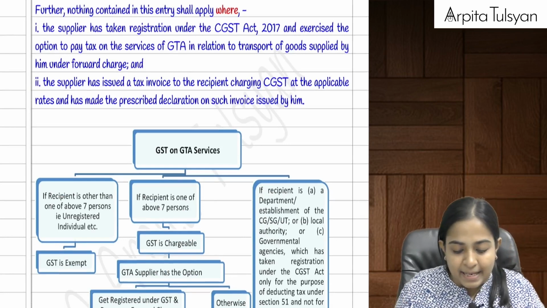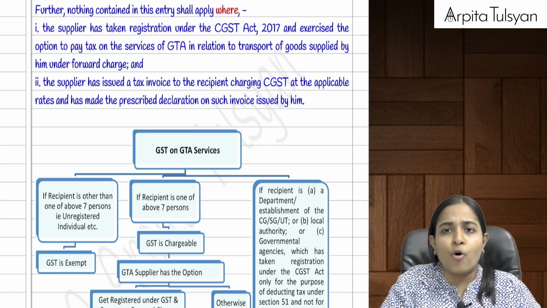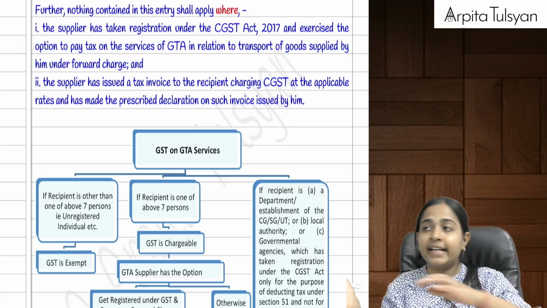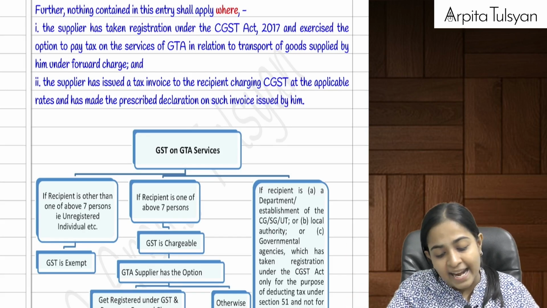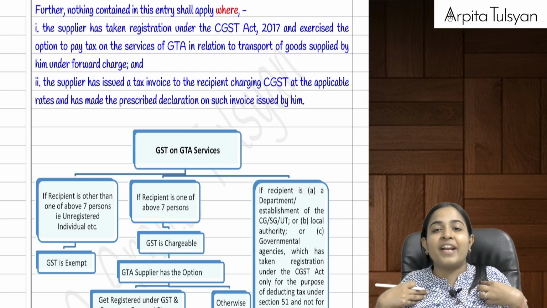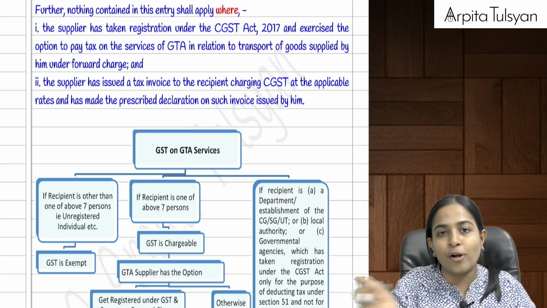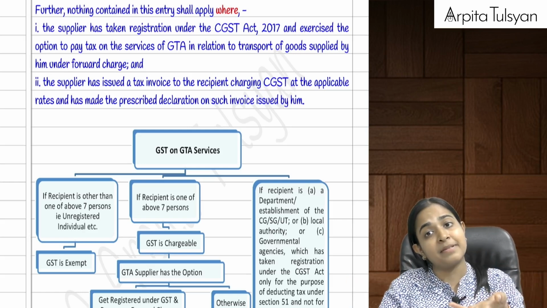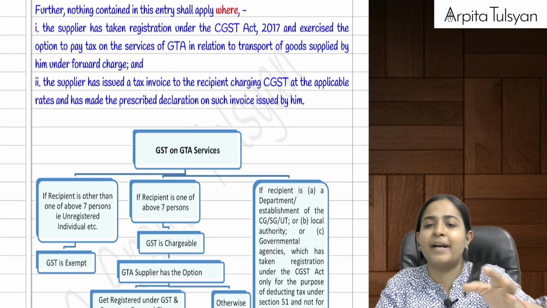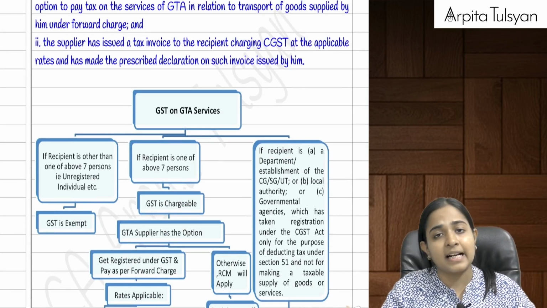And the second exception: suppose the GTA, the supplier himself, says, no, I am okay, I will take the registration under the GST law and I will collect the taxes from the recipient and pay it to the government, and I will issue an invoice, etc. Here GTA himself says, I will get myself registered under GST, I will collect the taxes, I will pay to the government. Then the government says no problem. Then in that case you can pay the taxes under forward charge.